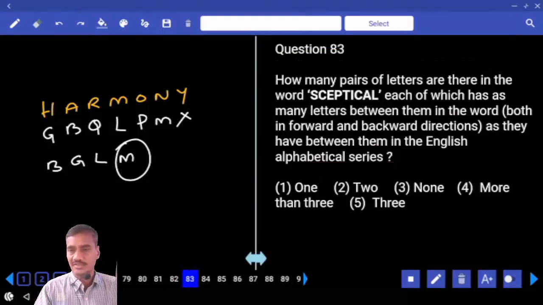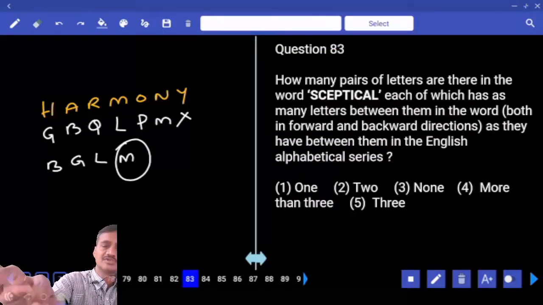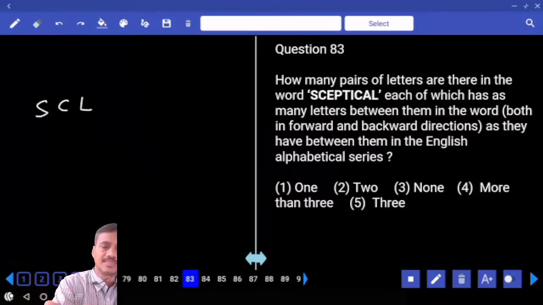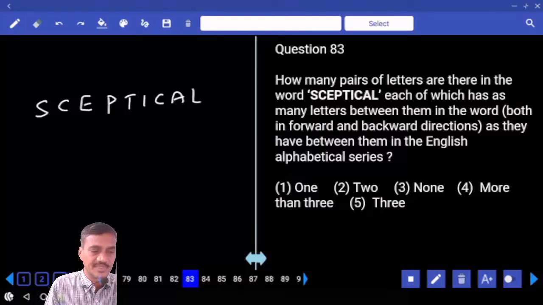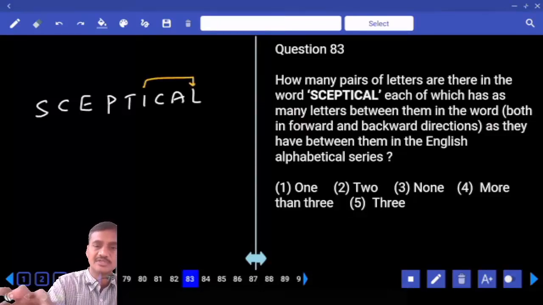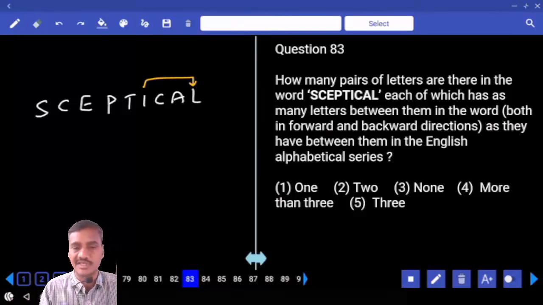The next one, 83. How many pairs of letters are there in the word skeptical? S-C-E-P-T-I-C-A-L. Now in this word skeptical, each pair has as many letters between them as in the English alphabet. Now starting with S, T, U, V, W, X, Y, Z. And next one C, D, E, F, G, H, I, J. Now I to L, how many letters do we have? We have 2 letters, I, J, K, L. Left to right, there is only one pair.